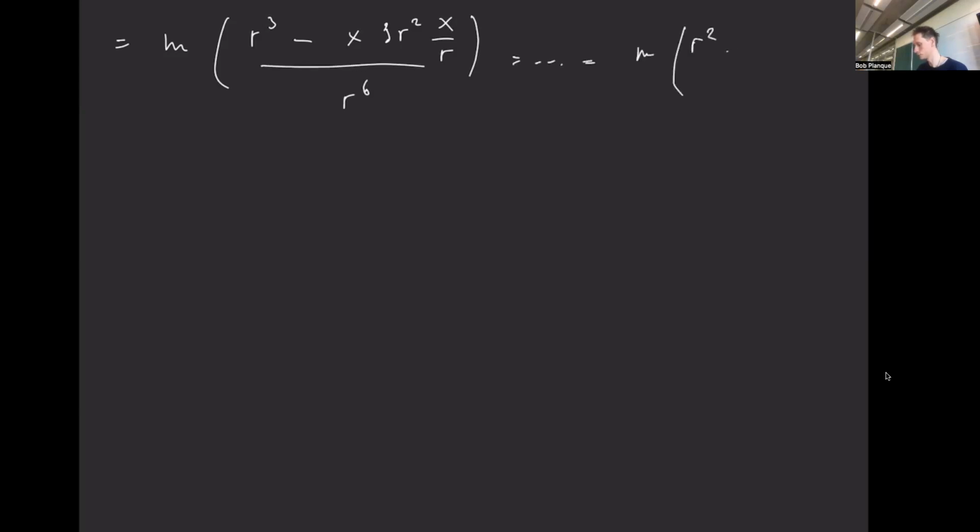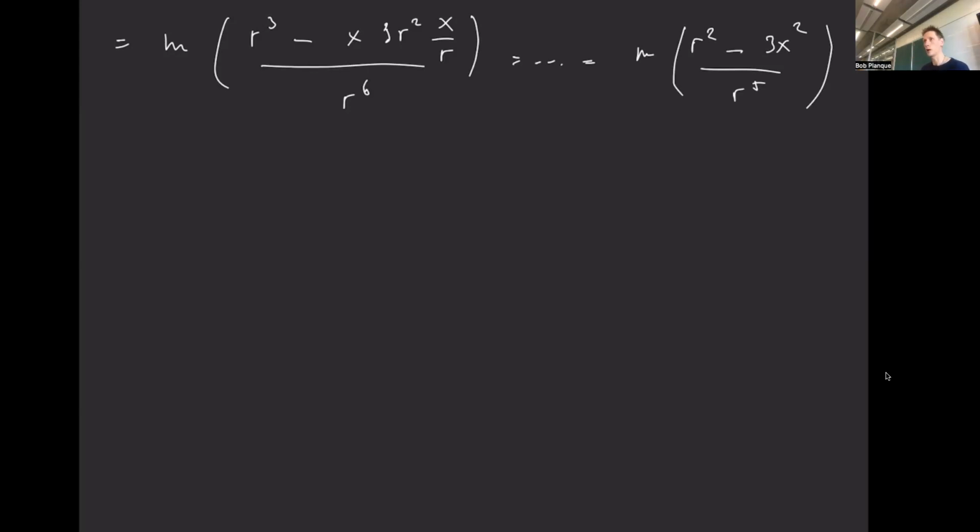Okay. So that's m times r cubed minus x times 3r squared times x over r, divided by r to the 6. If you work that out, it's this. All right, something comes out.